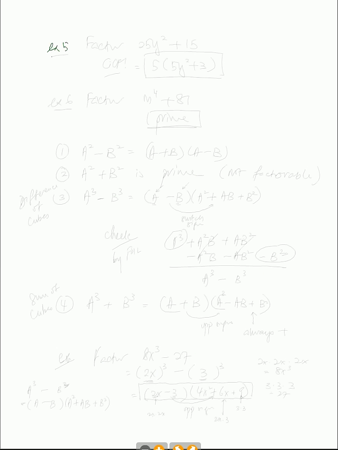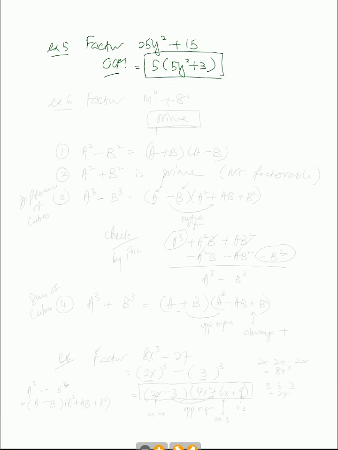Okay, let's try example 5. Can you factor, say, 25y squared plus 15? Okay, what can we do here? We can always check for GCF, and GCF in this case is 5. So what I have is 5 times (5y squared plus 3). And these are not perfect squares, let alone the fact that it's a plus, and so I'm done.